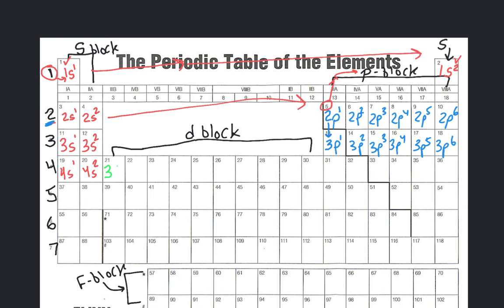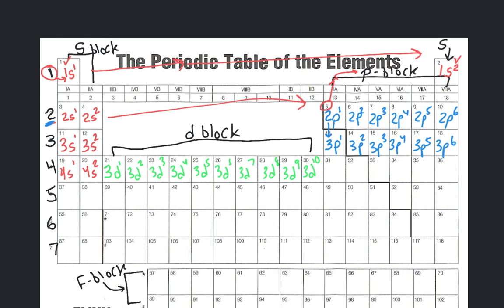So it's a 3D1, 3D2, 3D3, 3D4, 3D5, 3D6, 3D7, 3D8, 3D9, and 3D10.